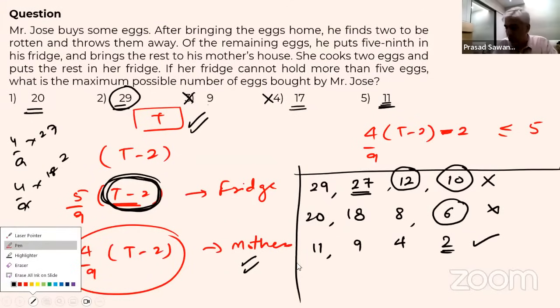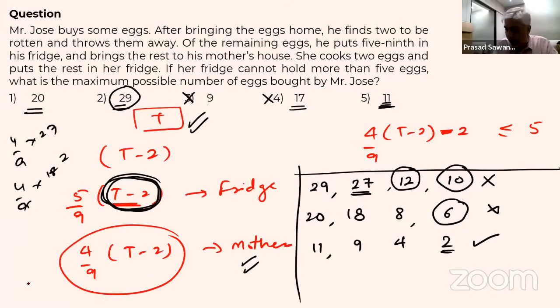Okay, so if you continue solving this, let me solve this. 2 goes there, so it becomes 7. 9 7s are 63. So 4 into t minus 2 has to be less than or equal to 63. 63 divided by 4 is how much? 15 point something. So t minus 2 is less than 15 point something.